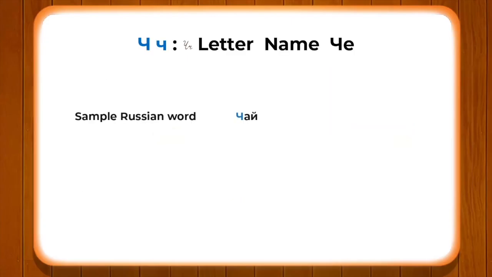But we also have a sample Russian word, so that we understand exactly how the sound of the letter Che comes, as in the word "chai," which means tea. It is very interesting that chai is also used in Russian as chai. But I would like to tell you that in Russian, when you ask anybody about tea or chai, you can have black tea or tea with milk.